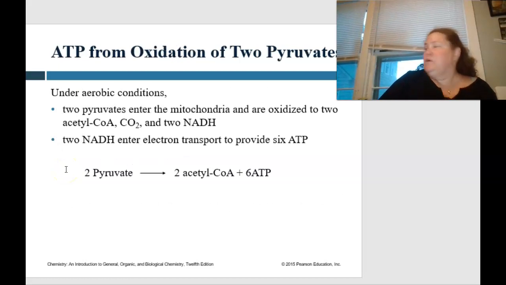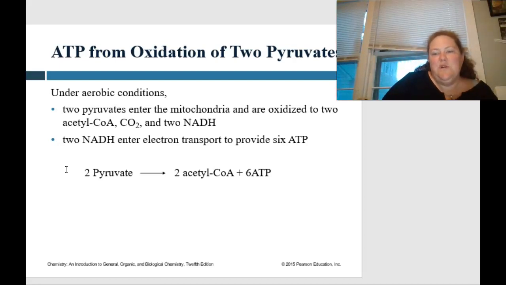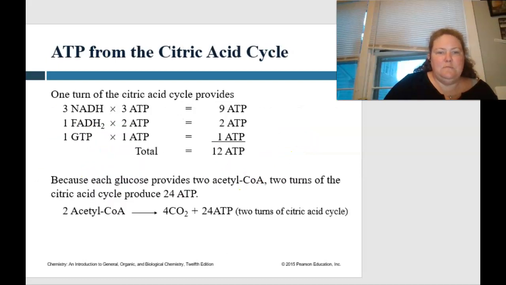So under aerobic metabolism, or aerobic conditions, 2 pyruvates are going to enter into the mitochondria, and those are going to be oxidized further into 2 acetyl-CoA, CO2, and 2 NADHs. And then those 2 NADHs are going to go into the electron transport chain, and because they each make 3 ATP, they're going to produce 6 ATP in general. So the 2 pyruvate there are going to end up making our 6 ATP.